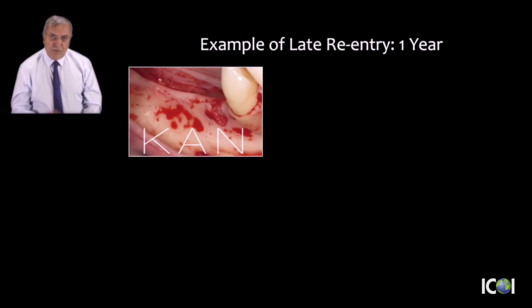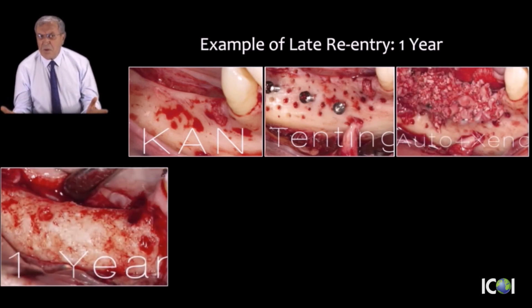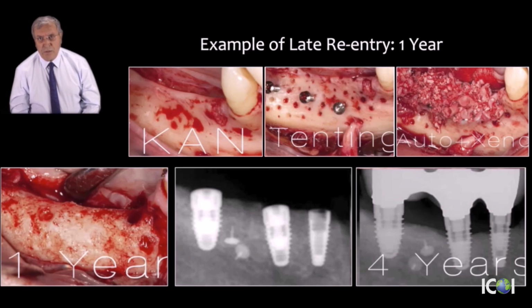An example from my friend Joseph Kahn. He waited 1 year to re-enter. 1 year. And then after the augmentation with screw tenting, simple, the bone is so dense, but the future of this bone is critical because too much dense and it will behave as a cortical bone.